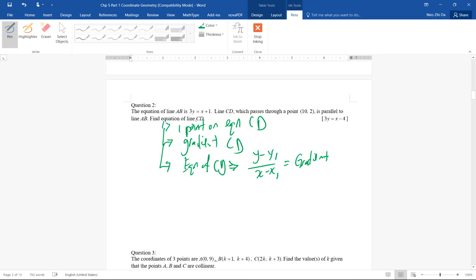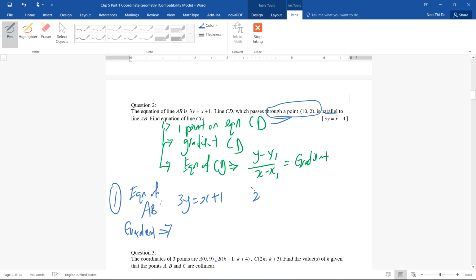So do you have one point on the line CD? The line passes through a point, right? Then check. Are you able to secure the gradient of CD? Yes, because they say it is parallel to line AB. So from the equation of AB, what is the gradient? Go and find out. This is step 1. Then step 2, the equation of CD. Finish this. This is your homework.